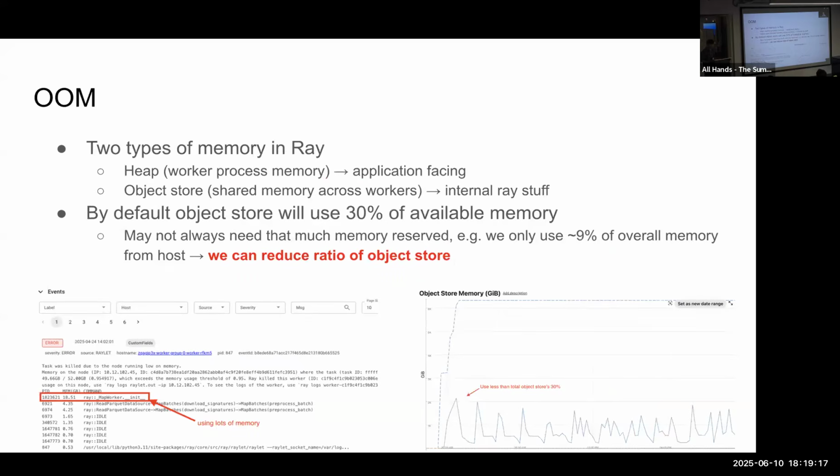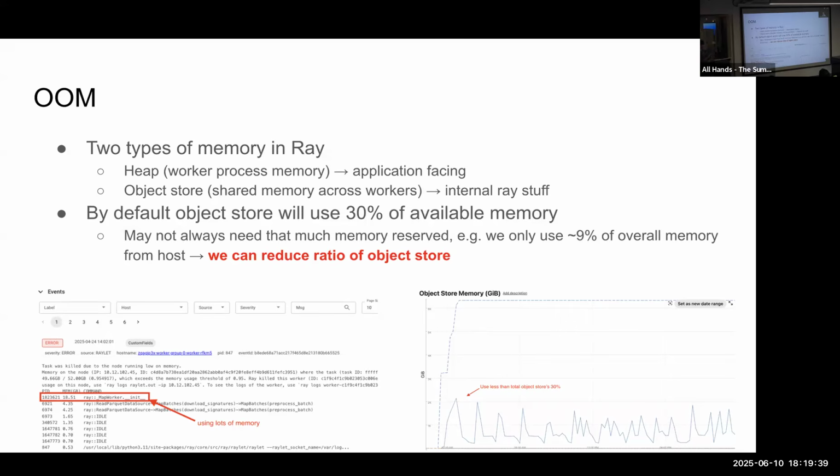Next, I'm going to talk about the out-of-memory issues that we faced when we tried batch inference. There are two types of memory in Ray. One is the heap memory, another one is the object store. Heap memory is like application memory. You use it when you write the code. Object store is like a shared memory across the workers. It's more like Ray internal stuff.